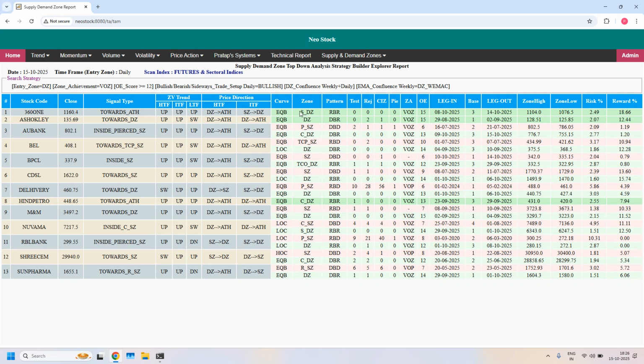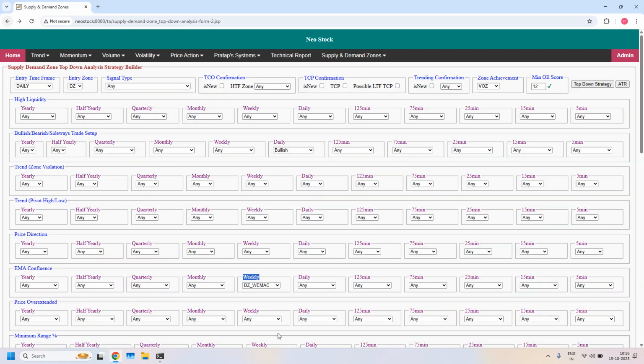So these 13 daily demand zones might be having more high probability to get success, provided lesson 20 checklist items are satisfied. Otherwise, higher chances of zone violation. So you should not forget that point. Lesson 20 checklist items satisfied, then only you should plan the trades. Okay, next, second strategy is LTF, ITF, HTF demand zone confluence and HTF EMA confluence.